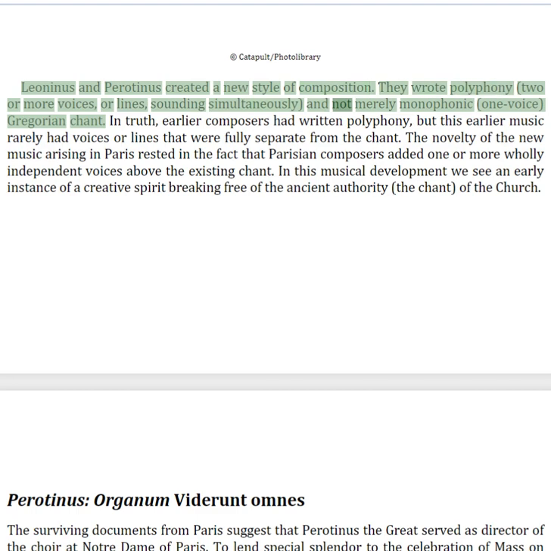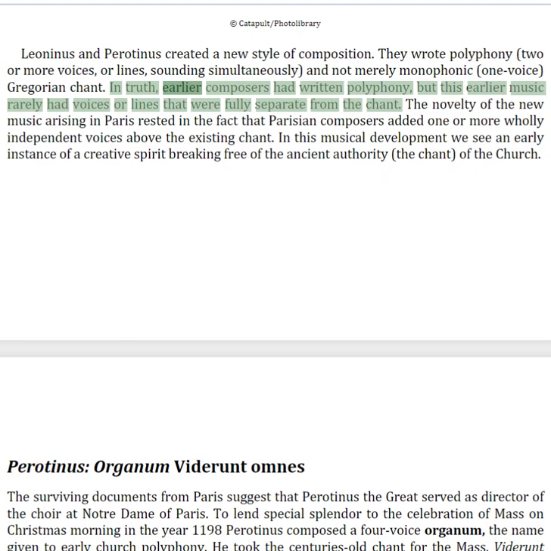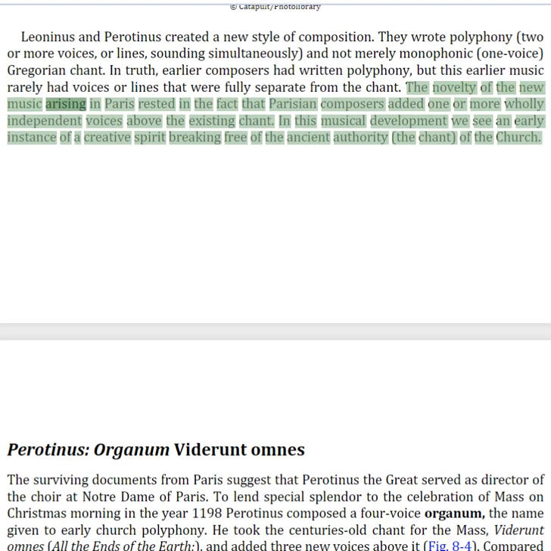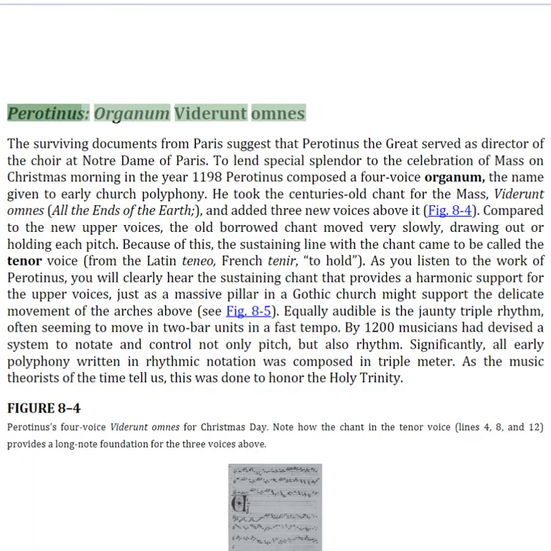They wrote polyphony and not merely monophonic Gregorian chant. In truth, earlier composers had written polyphony, but this earlier music rarely had voices or lines that were fully separate from the chant. The novelty of the new music arising in Paris rested in the fact that Parisian composers added one or more wholly independent voices above the existing chant. In this musical development we see an early instance of a creative spirit breaking free of the ancient authority of the Church.